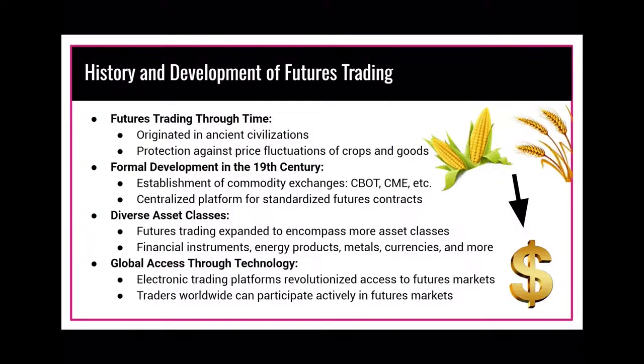Futures trading has a rich history that dates back centuries. It finds its roots in ancient civilizations where farmers and merchants engaged in forward contracts to protect themselves against price fluctuations of their crops and goods. However, the formal development of modern futures trading began in the 19th century with the establishment of the commodity exchanges, such as the Chicago Board of Trade, CBOT, in 1848. These exchanges provided a centralized platform for standardized futures contracts, laying the foundation for the futures market we know today.